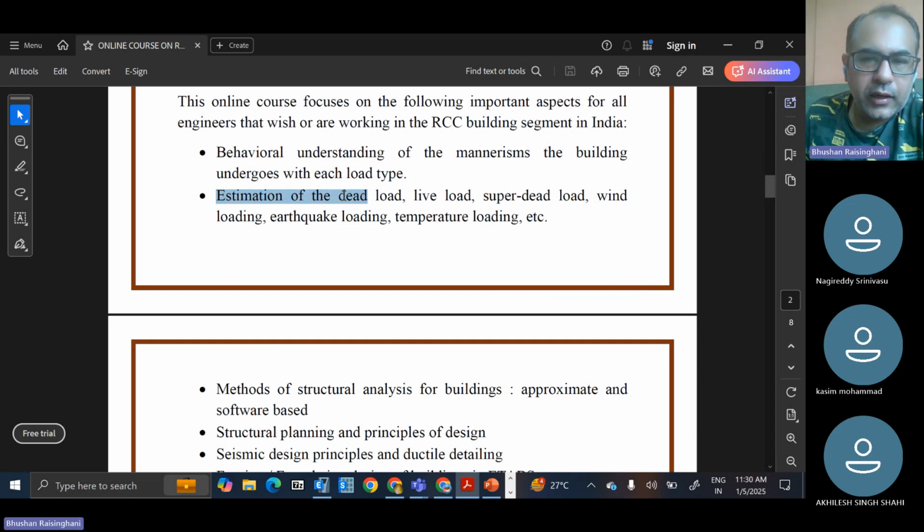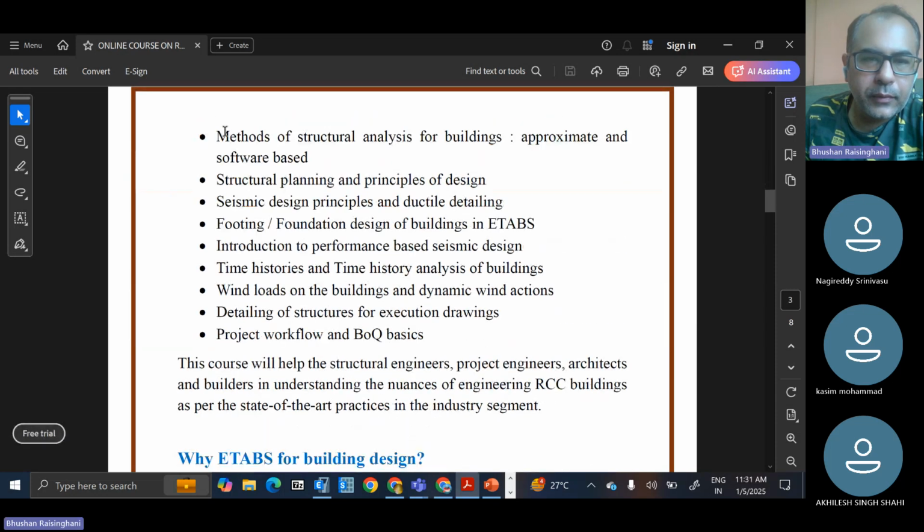Now, estimation of all types of loads we will cover in this course. Now, what are the methods of structural analysis? One is the approximate method and the other is the software method. Both we will go through. Now, what are the structural planning and principles of design?